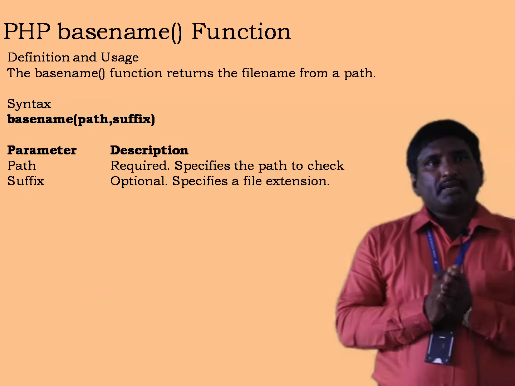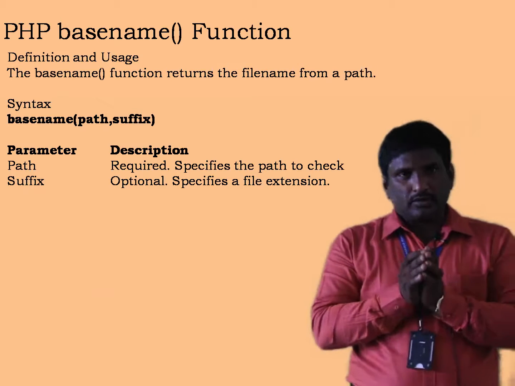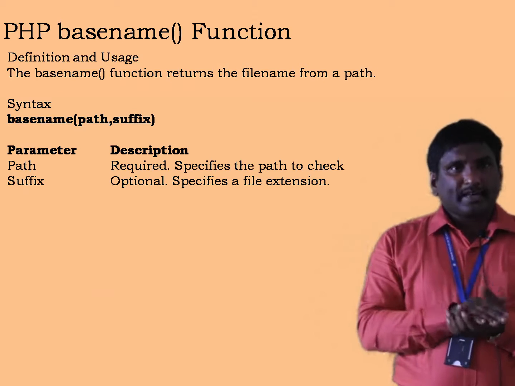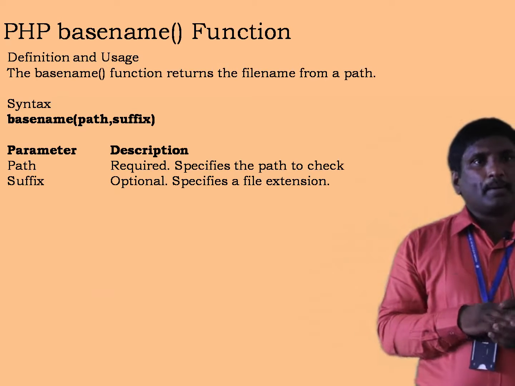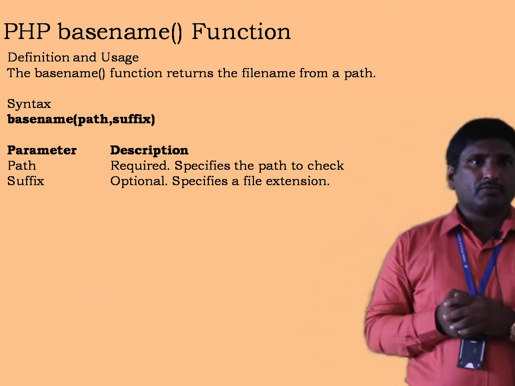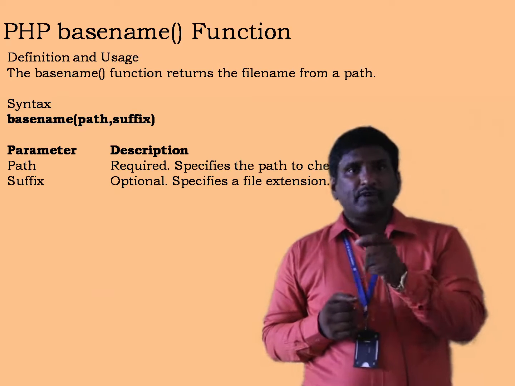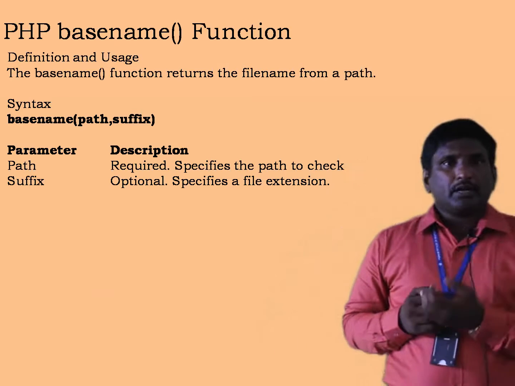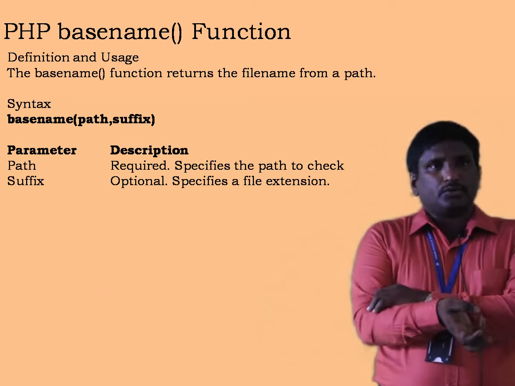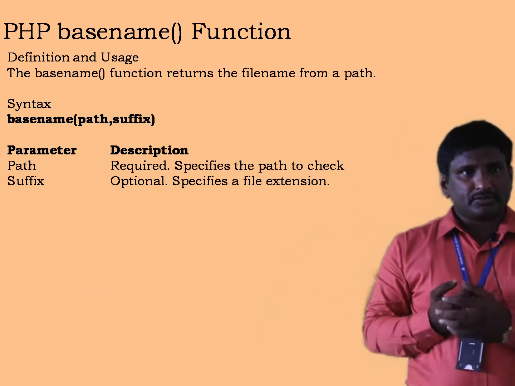One more function, the PHP basename function. Basename is used to know the root path of the file. This is the syntax: basename(path, suffix). The path is required, specifying the path to check, and suffix is optional, specifying the file extension. Suppose my file name is welcome.php. The .php is optional if you want the basename for that. Next, the example explains this.